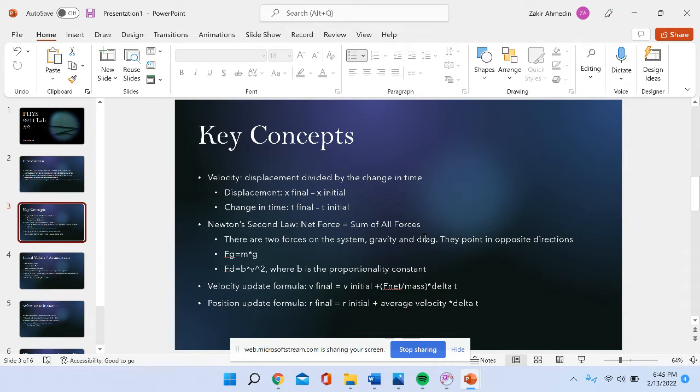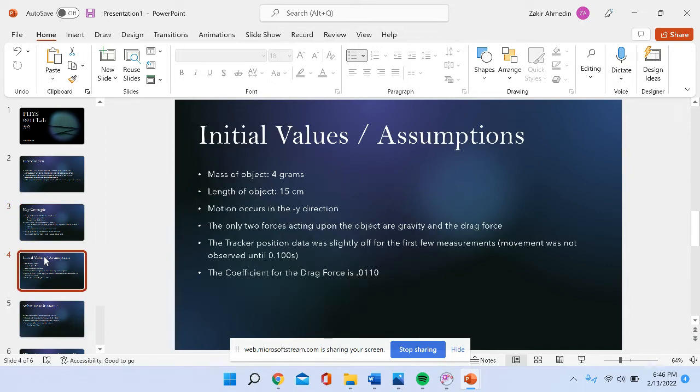The velocity update formula and the position update formula are also important concepts for the while loop in GlowScript. V final is equal to V initial plus F net divided by mass times delta t. And the position update formula uses that velocity update formula. The R final is equal to the R initial plus that average velocity times delta t.